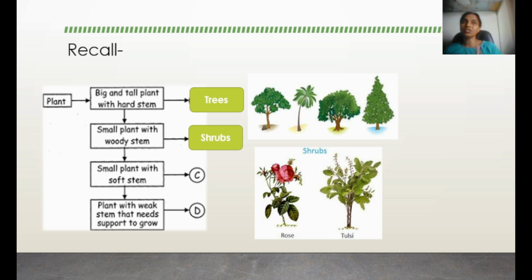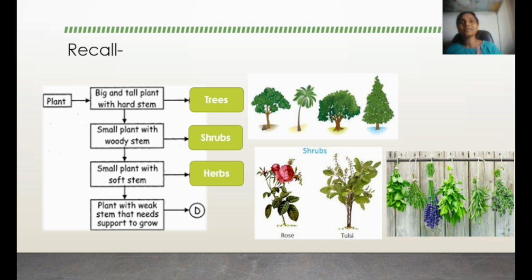Small plants with soft stems are called, yes, herbs. So herbs, as you know, are commonly used in cooking. They have very thin and soft stems which can easily be cut, and we use them as food too. Examples are mint, coriander, and other types of soft-stemmed plants which we use for our cooking.